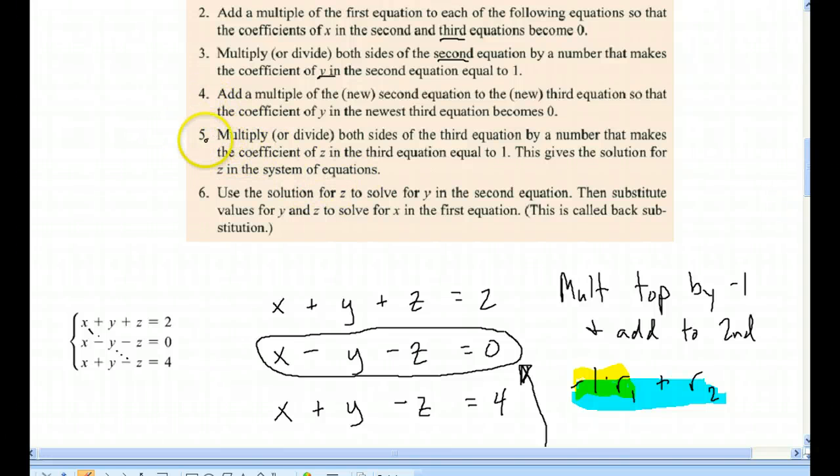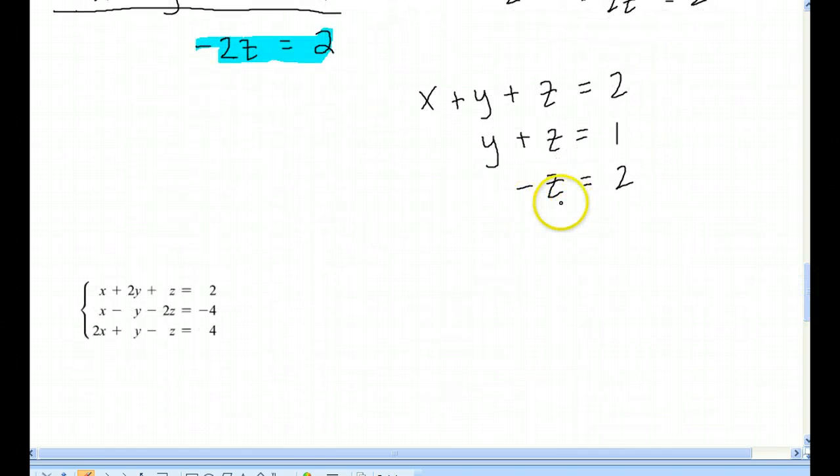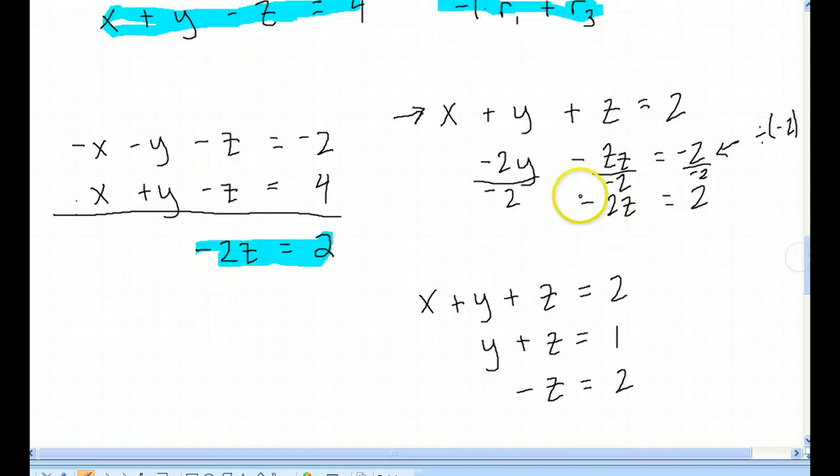Now, in step 5, we multiply or divide both sides of the third equation by a number that makes the coefficient of z in the third equation equal to 1. So we're working with just the third equation now. We want a positive z instead of a negative z. I'm sorry, I lost my negative 2z. We're going to multiply both sides of this, or divide, by negative 2.